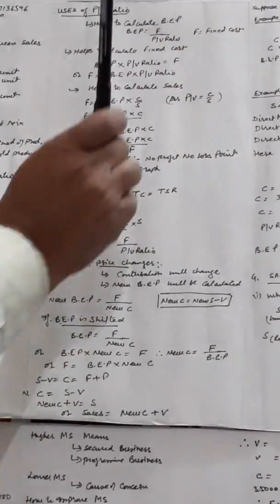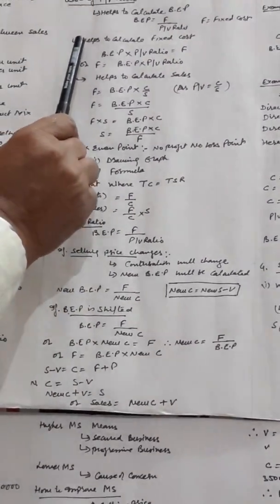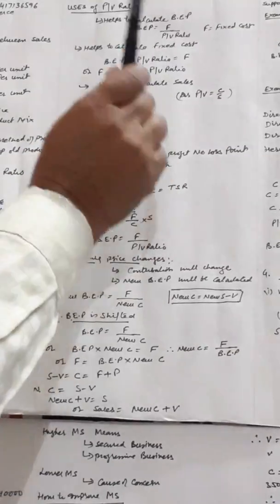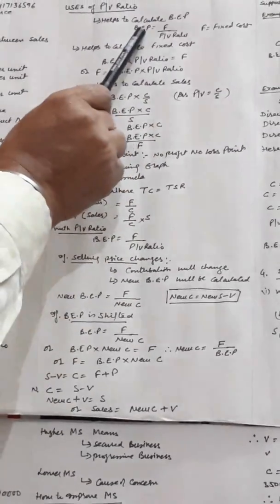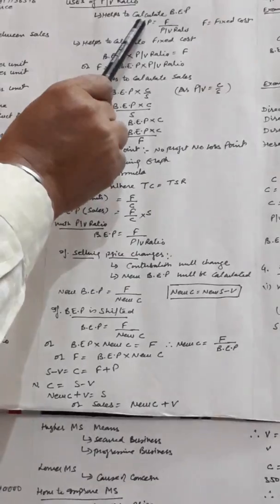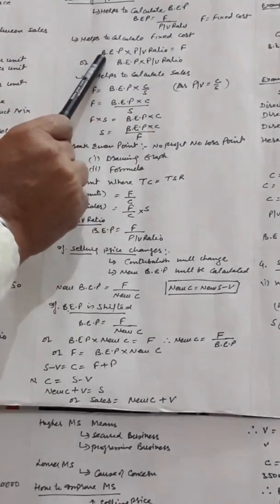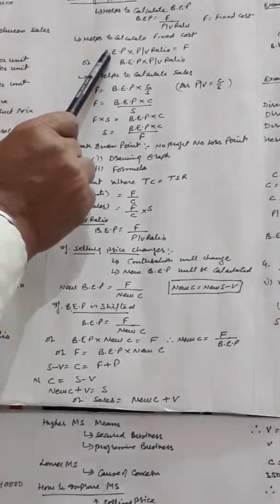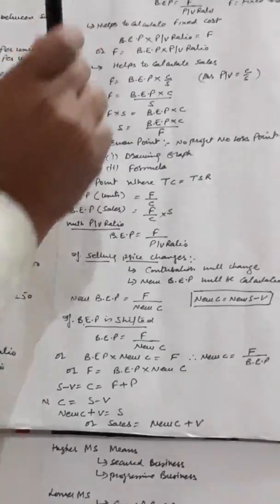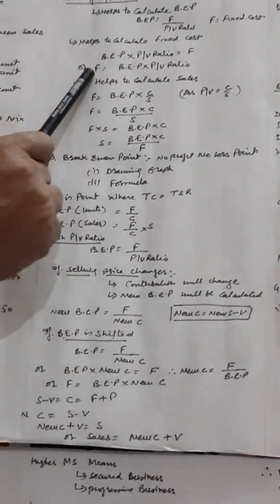F here means fixed cost. It helps us to calculate fixed cost by expanding this formula. Break-even point is equal to F upon PV ratio. If we expand it, break-even point multiplied by PV ratio is equal to F. So F will be break-even point multiplied by PV ratio.